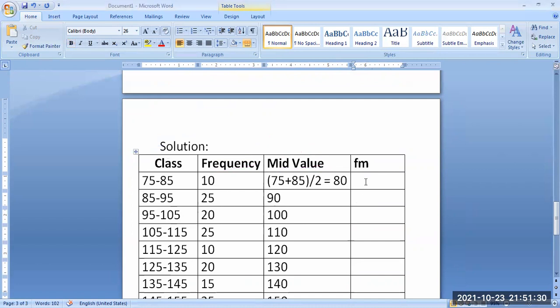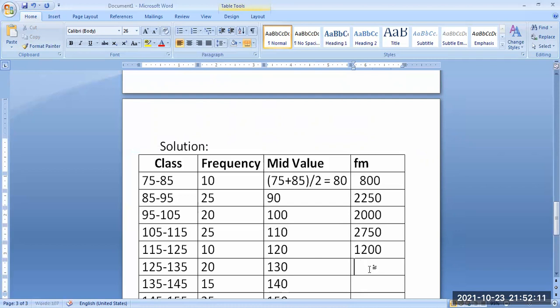So 10 into 80, it is 800. 90 into 25. Is it correct? You please cross check. 2250 is coming. 100 into 20, it is 2000. 225. Okay. 110 into 25. What is its value? 11, 5 is 55, 5, 5, 11 to the 22 plus 5, 27. You please cross check. 120 into 10.